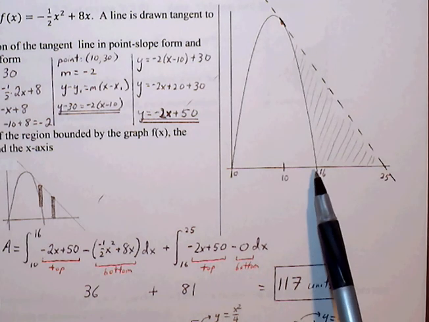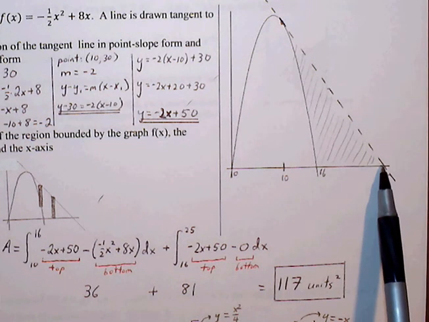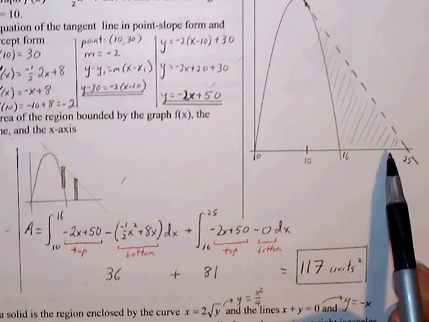We also need to find this point, which is where the curve crosses the x-axis, and then we also need to find this point, and that's where the tangent line crosses the x-axis. So a couple of things that we can do to set up, to find bounds.